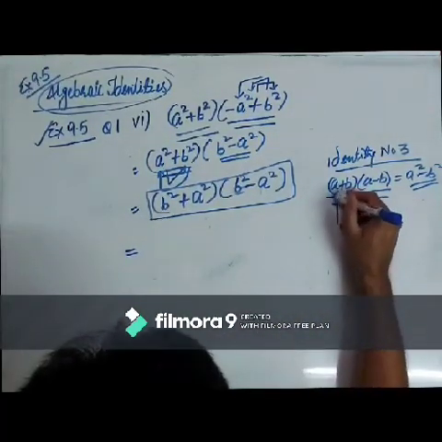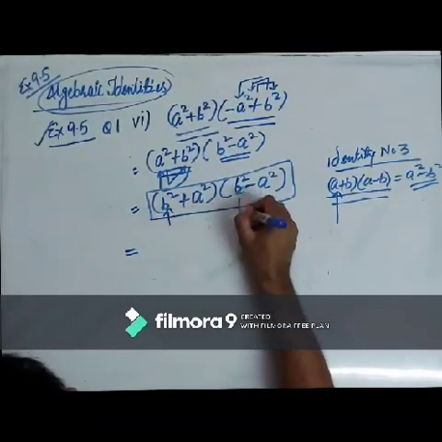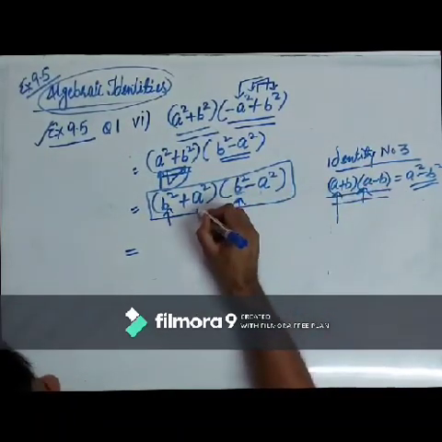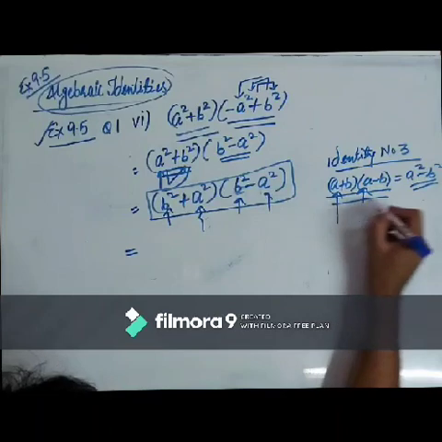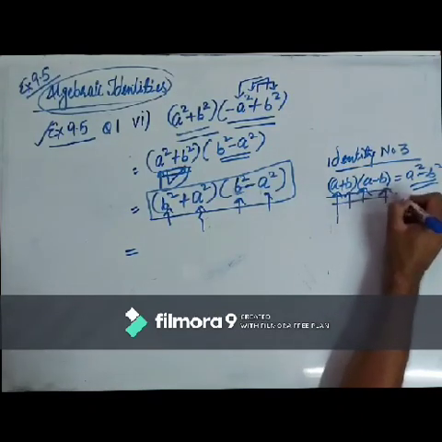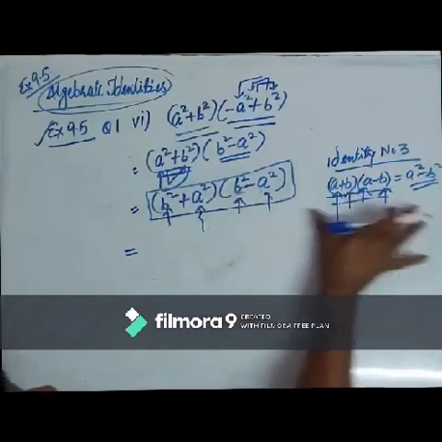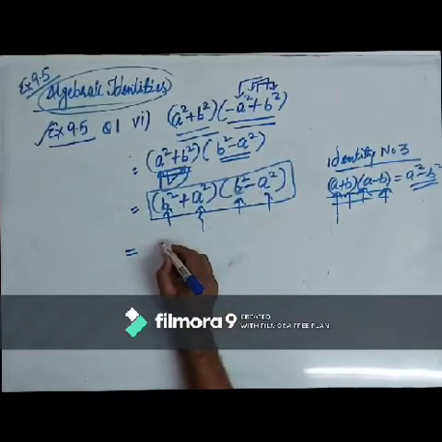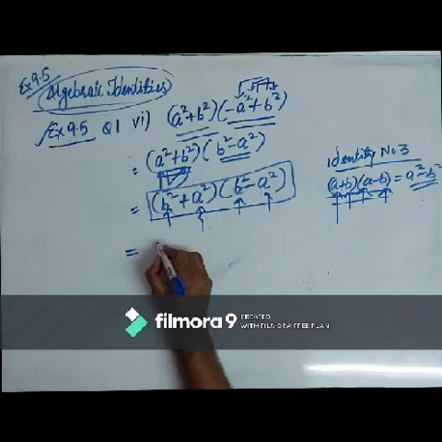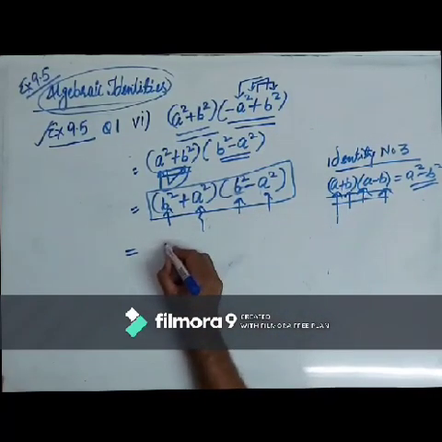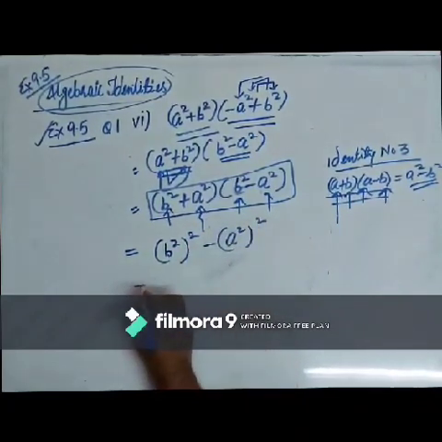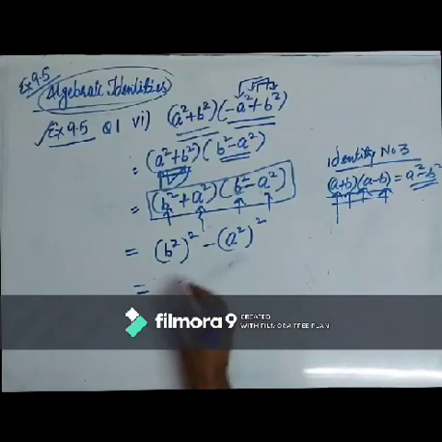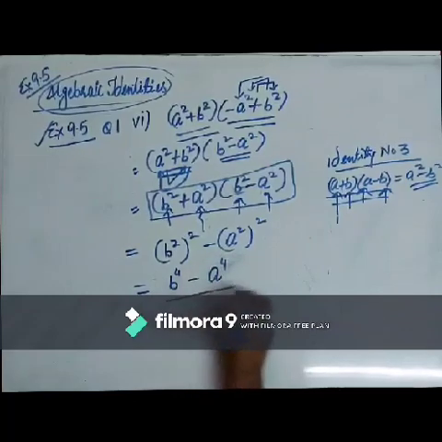Look, this is first term, right? So my first term is b square. My second term is a square, and second term is b. So if I am copying this one identity into here, I will be getting answer as b square whole square minus a square whole square. So that will give me an answer as b raised to power 4 minus a raised to power 4, right? It's easy.